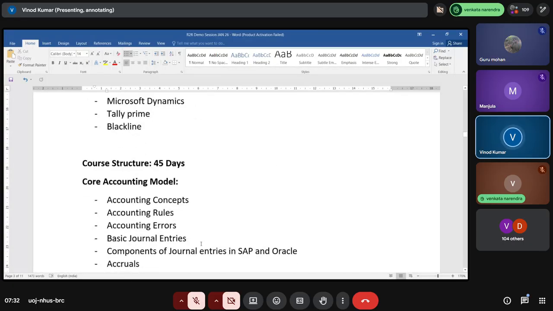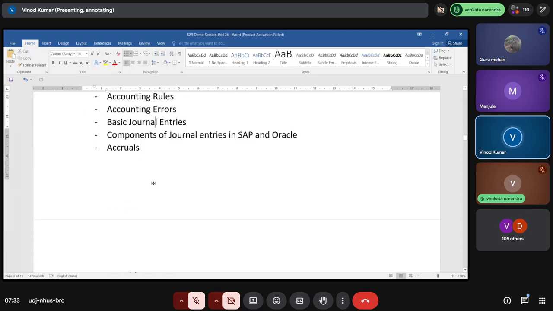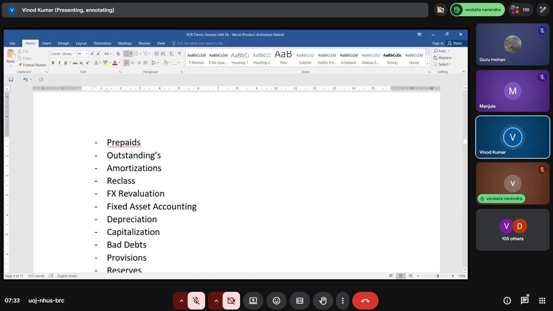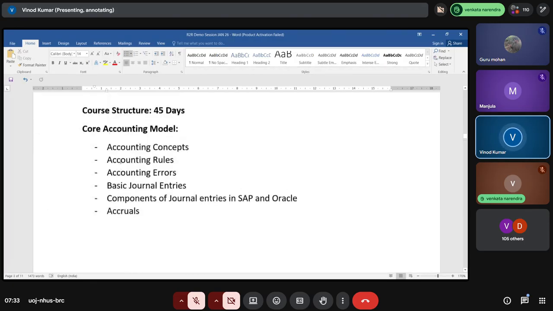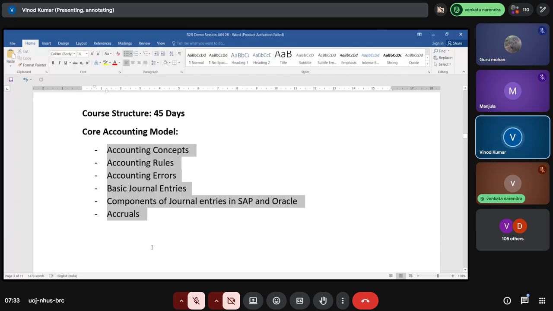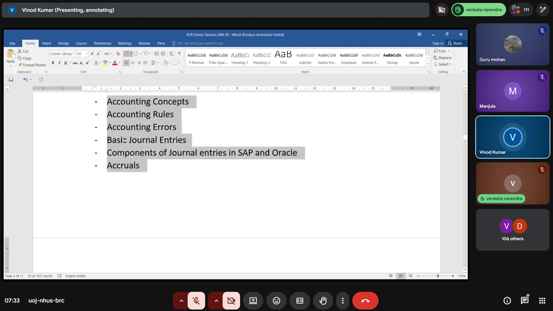In that, the course structure will be such that, from 1 year fresher to a large number of years of experience, they are asking from the core accounting, guys. So we are covering accounting concepts, rules, accounting errors, basic journal entries, accruals, prepayments, outstandings, amortizations, FX reclasses, FX revaluations, fixed asset accounting, depreciation, capitalization, bad debts, provisions, reserves, intercompany. If you learn all this, I'm sure you can crack 80% of your interview on your own. Most of the technical questions will come from this, and in real time you also need to work on this. Based on that we decide, guys.